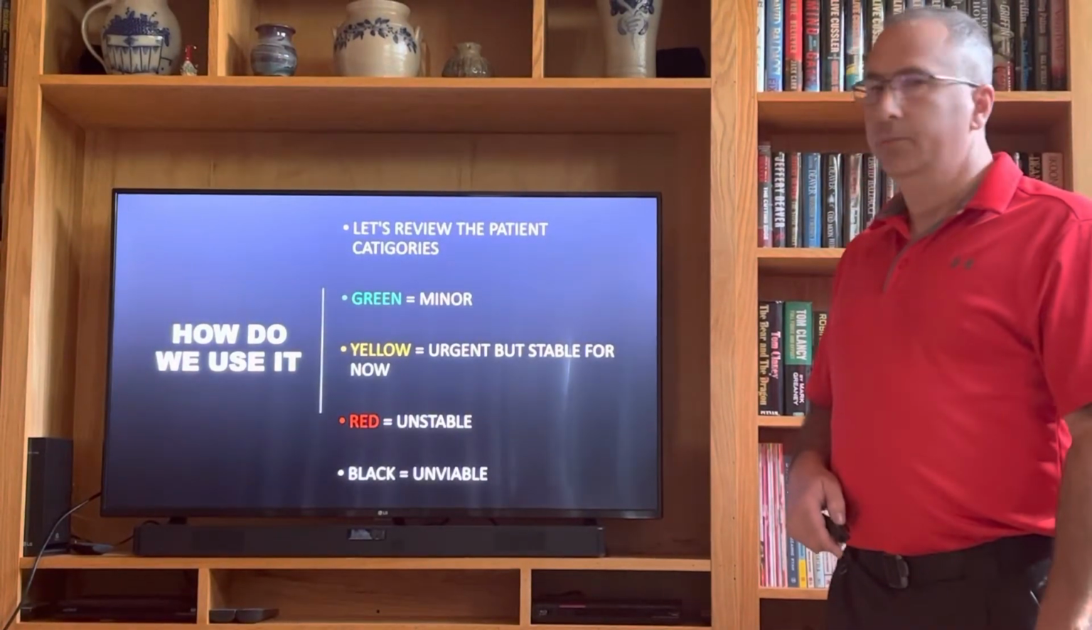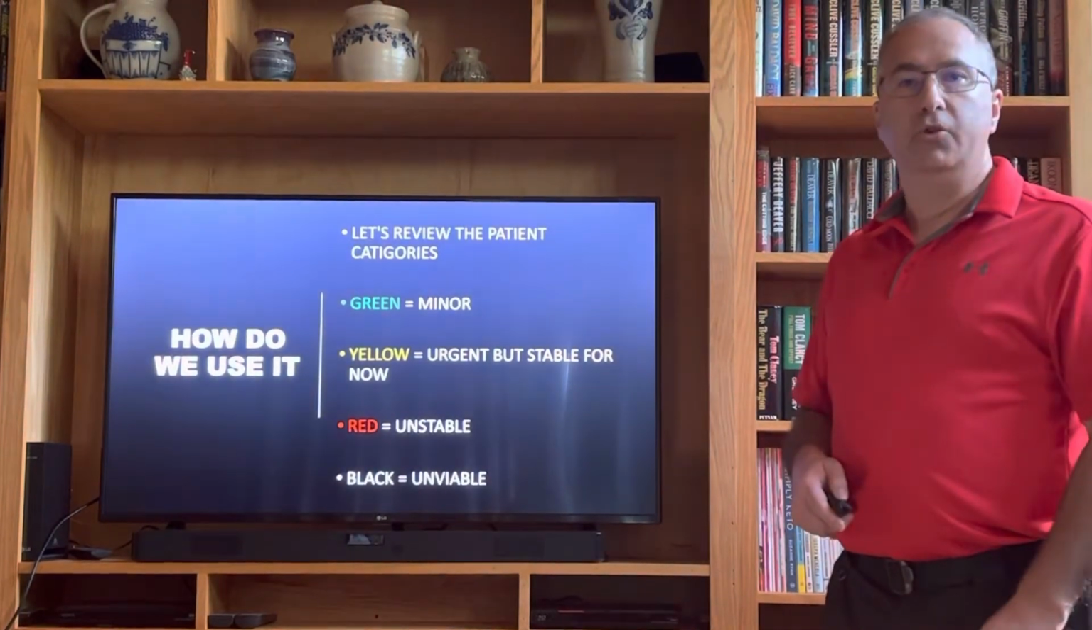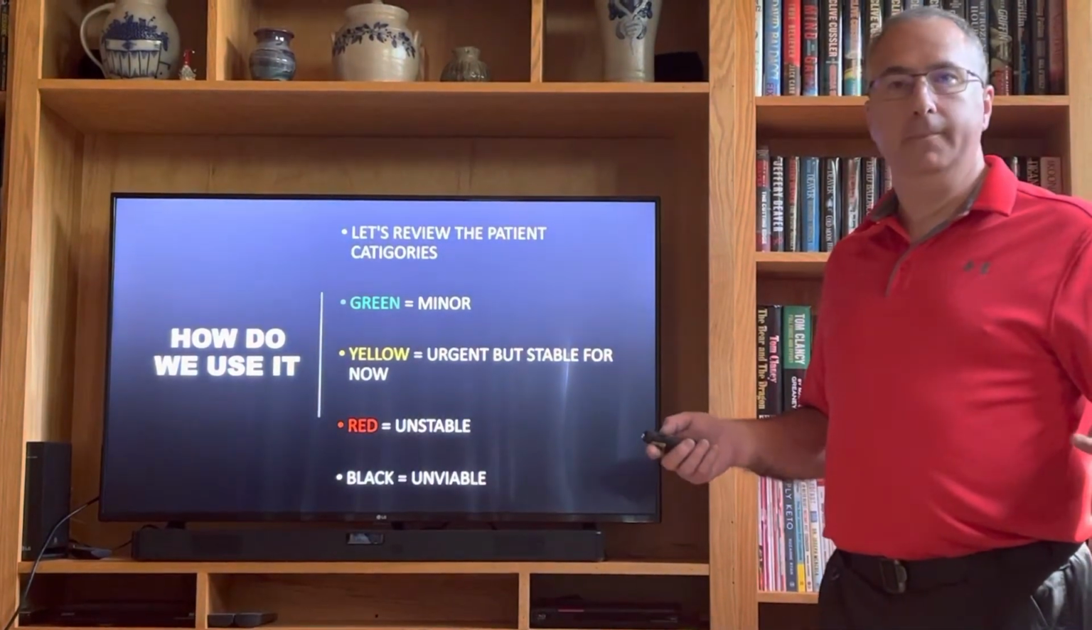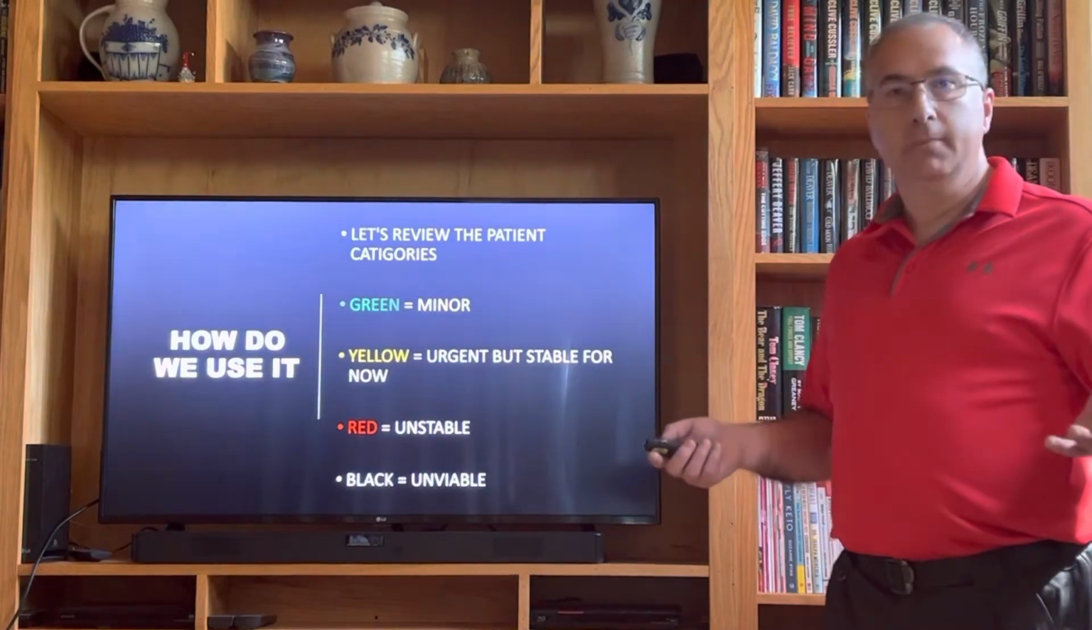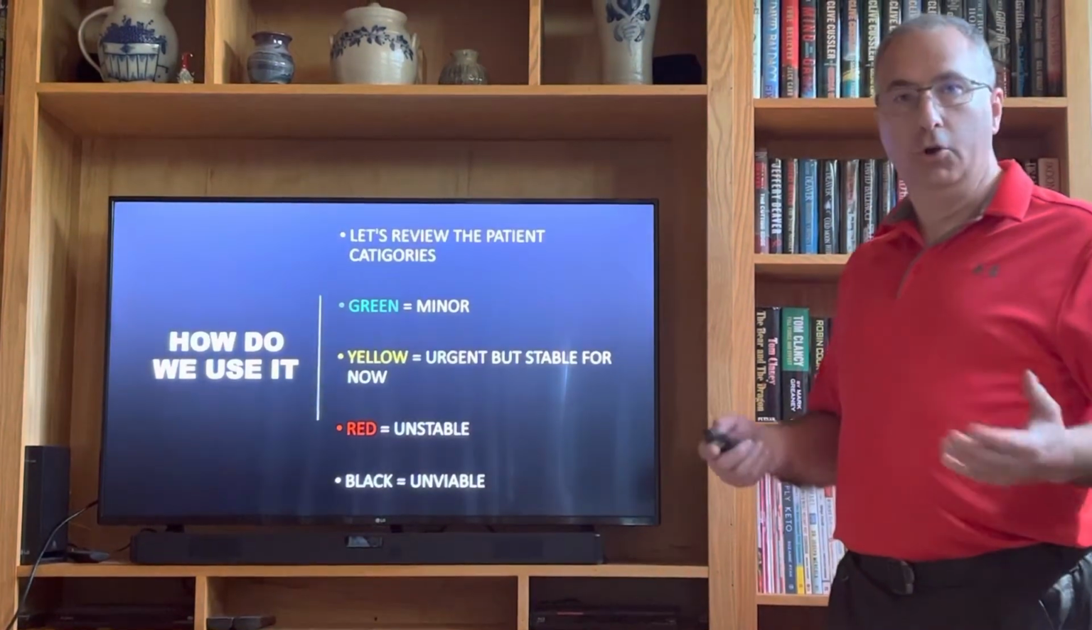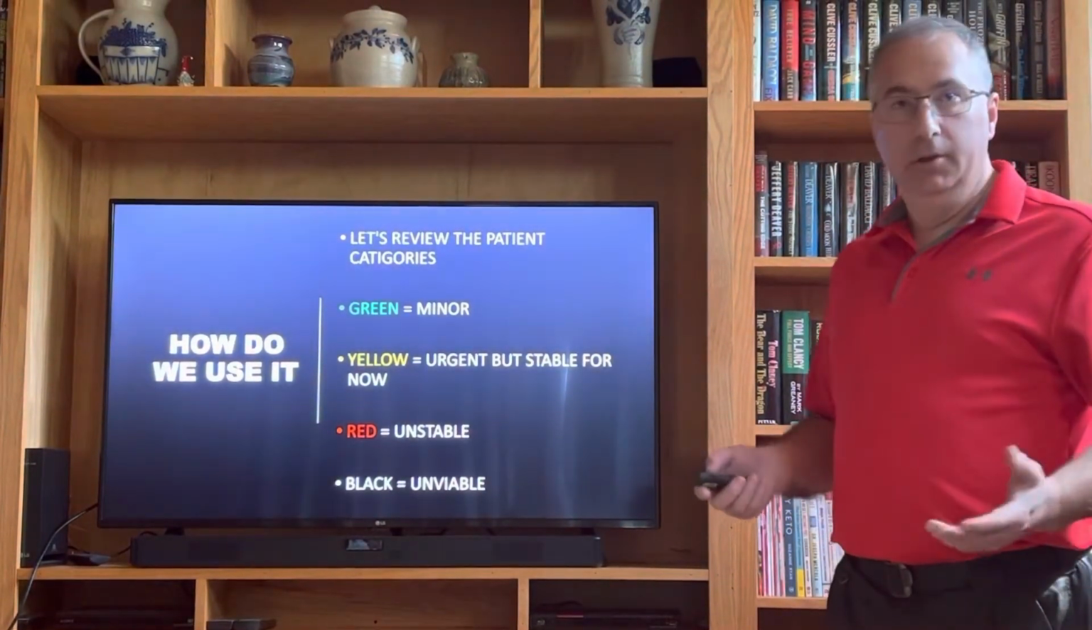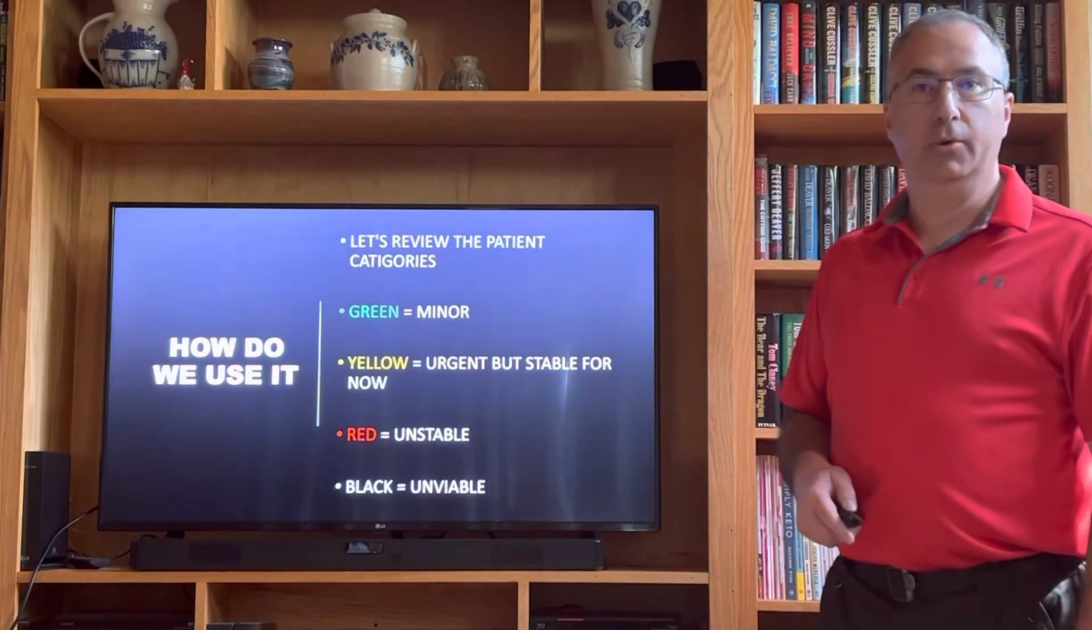So how do we use it? Well, we all know that in triage, we break patients down by priority. Green is minor, yellow is considered urgent, red is unstable, and black, well, that kind of speaks for itself. They don't need our help anymore.